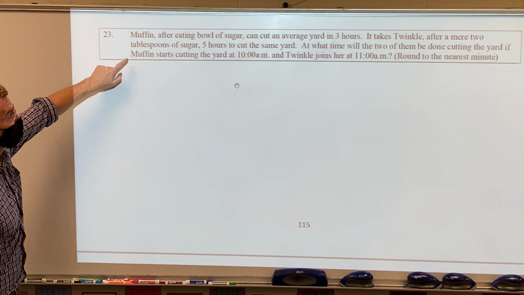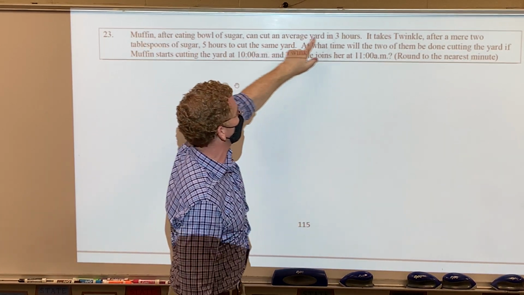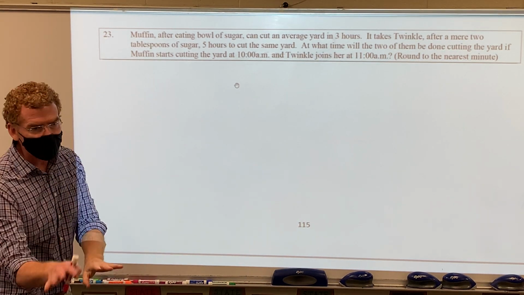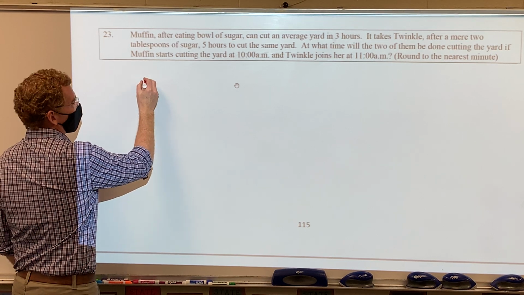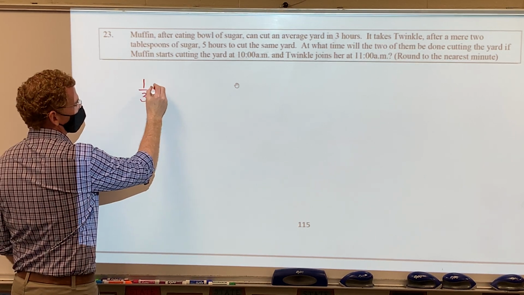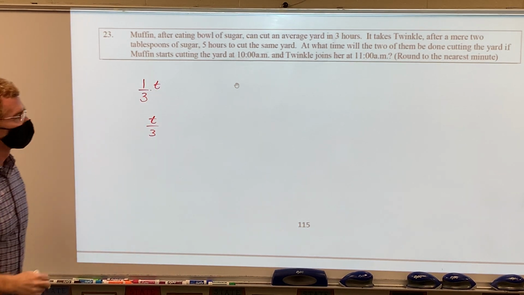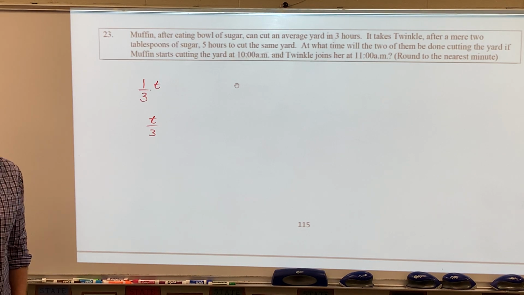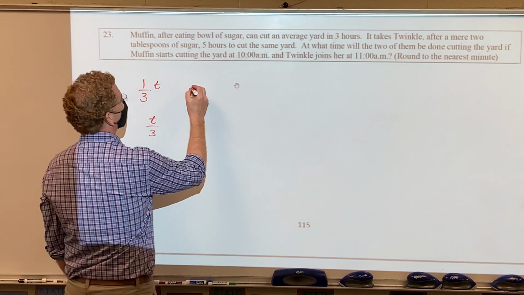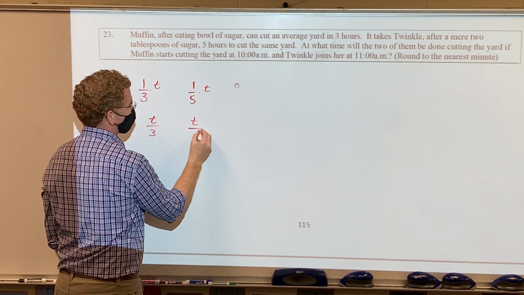All right, so what this says is that she can cut a yard in 3 hours. So I'm giving you her time, but I'm also giving her what? Her rate is 1/3 of the yard per hour. So I could say times t, or I could just say t over 3. And then it says Twinkle, after a mere couple tablespoons of sugar, takes 5 hours to cut the same yard. Again, that's a working-alone time, so I'm giving you her rate: 1/5 of the yard per hour. So that would be t over 5.